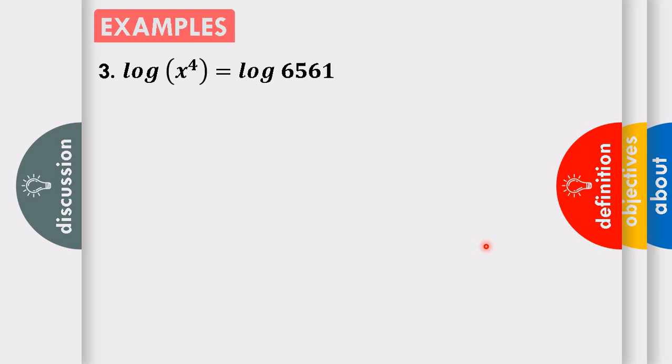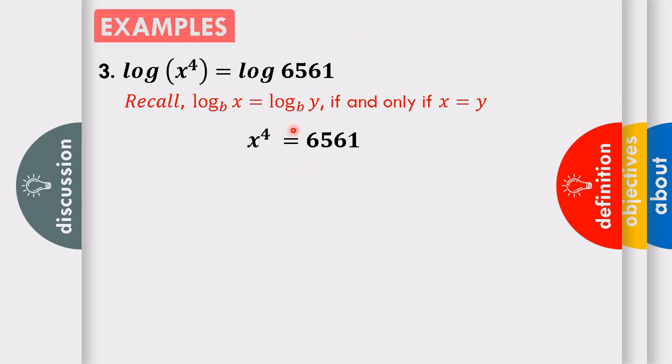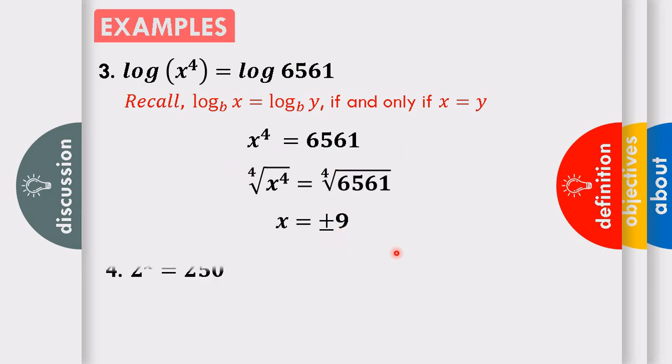So next example, we have the logarithm of x raised to 4 equals the logarithm of 6561. Okay? So again, if they have the same bases, we will just get their arguments. Since x raised to 4 equals 6561, then solve for the value of x. So take the 4th root of both sides. So we have x equals positive or negative 9.